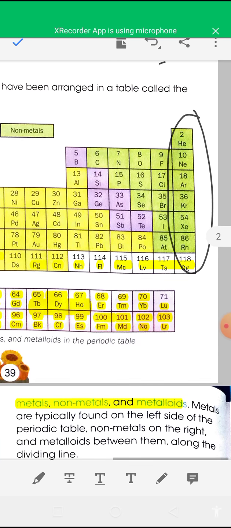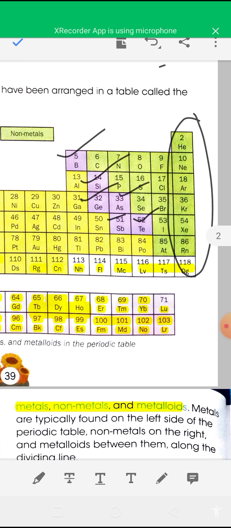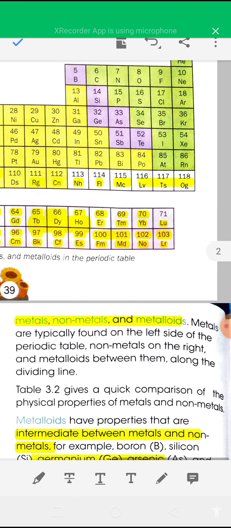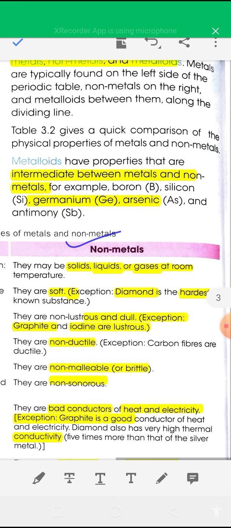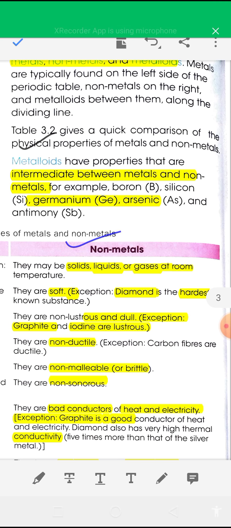Some examples of metalloids are given: boron, silicon, germanium, arsenic, antimony, tellurium. Now see, what are metalloids? Metalloids have properties that are intermediate between metals and non-metals. For example, boron, silicon, germanium, arsenic, antimony are some metalloids.